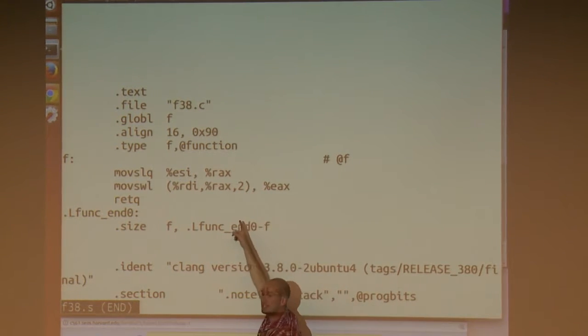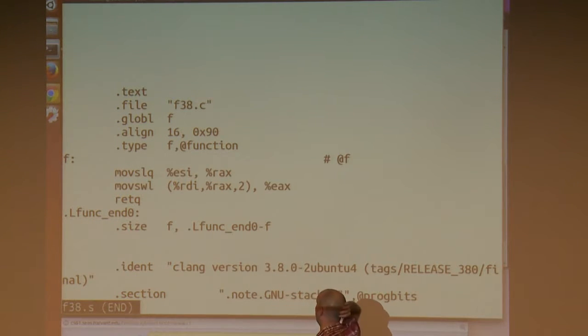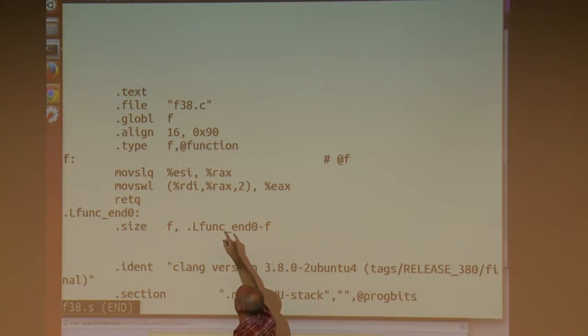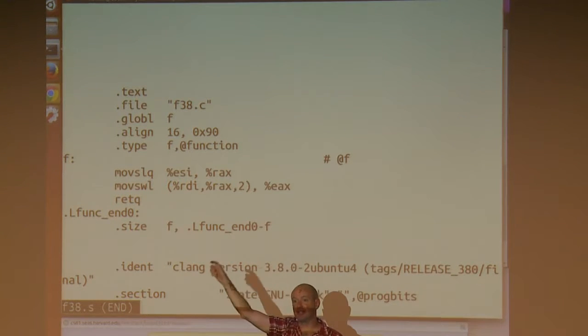So we didn't talk about this 2. What's the 2? This is the scale of the index. And what this says is that rather than adding RDI and RAX, we multiply RAX times 2 and add that to RDI. So what this is telling us is that we are referencing an array of elements that are 2 bytes big.